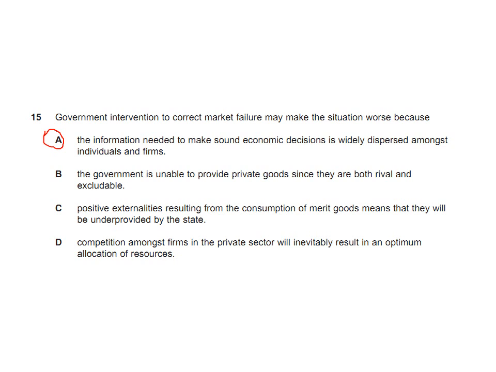Information needed to make sound economic decisions is widely dispersed amongst individuals and firms, which means it's costly and time consuming to collect. Which means governments tend to make decisions based on limited information, which can result in unintended consequences and government failure.